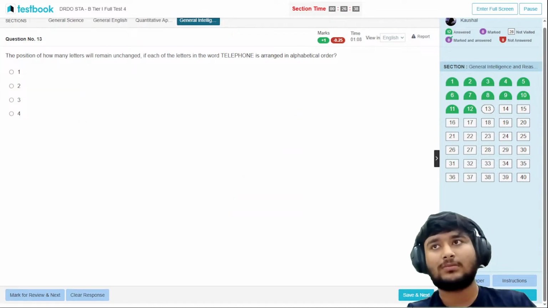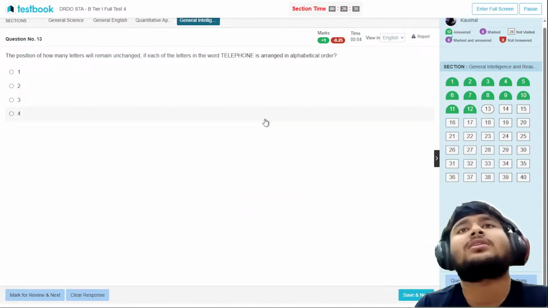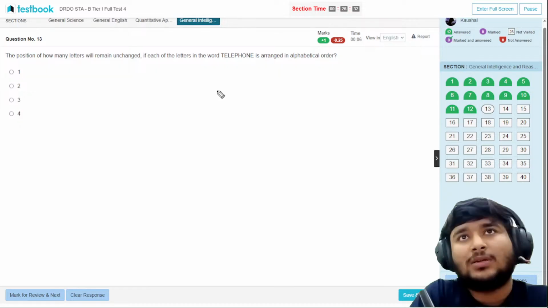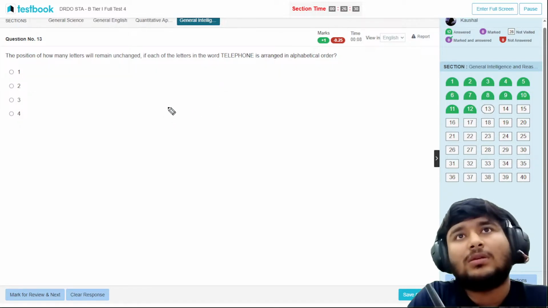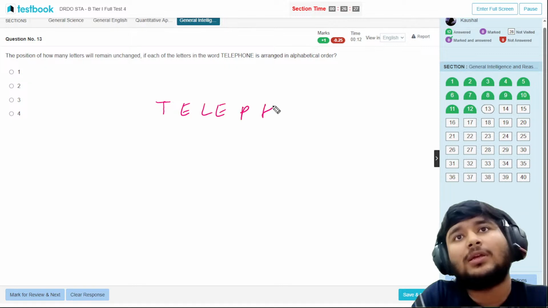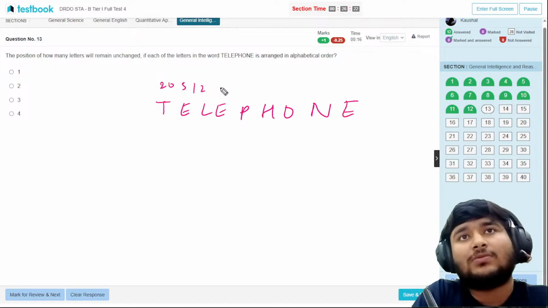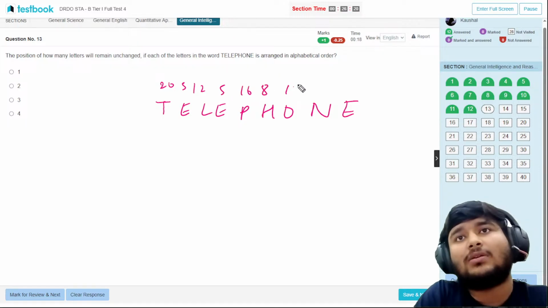Position of how many letters will remain unchanged if each of the letters in telephone are T E L E P H O N E, 25 12 5 16 8 15 14 5.